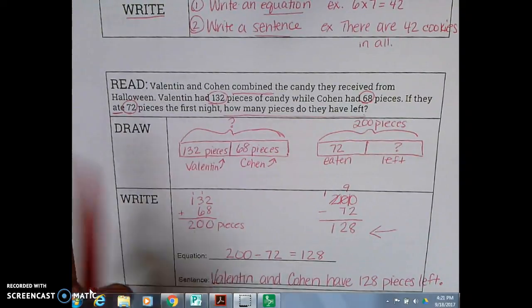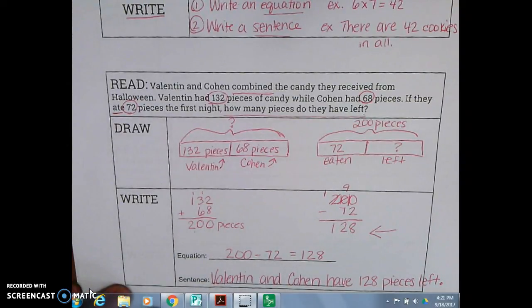So this is the read, draw, write strategy that we're going to use. Watch the second video, grab the second sheet of notes to do a couple more examples of that read, draw, write.